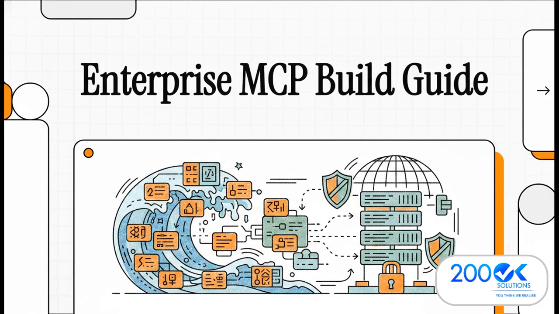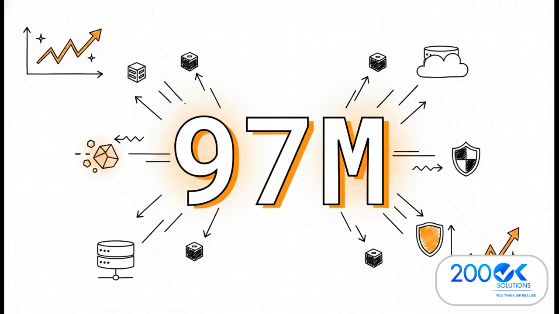Let's get into it. Okay, let's dive into this. 97 million. Yep, you heard that right. That is the roughly estimated number of monthly SDK downloads for the Model Context Protocol, or MCP for short. To put that massive number into perspective, that is a staggering 970x increase in just about 18 months. Think about that for a second. MCP has crossed from a quirky novelty straight into foundational infrastructure faster than almost anyone anticipated. And right now, repositories built around it are absolutely dominating the GitHub trending charts.